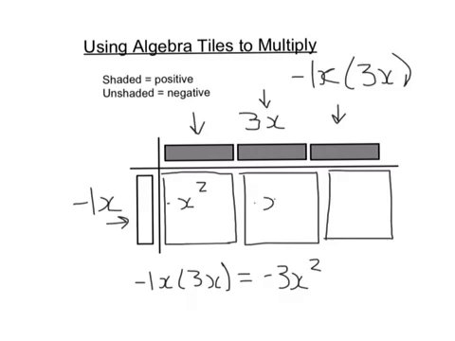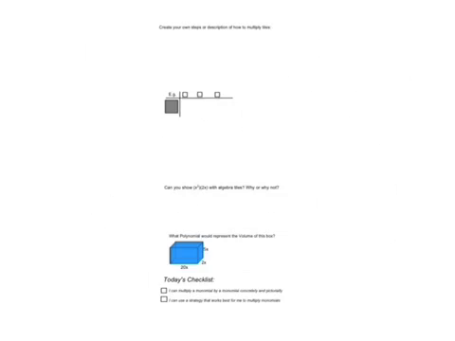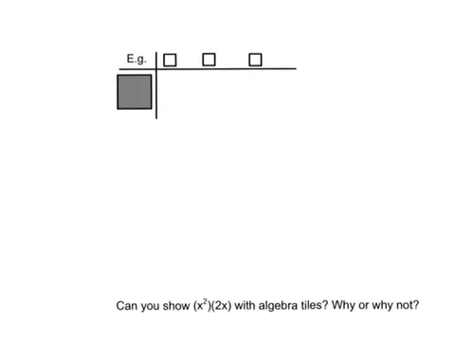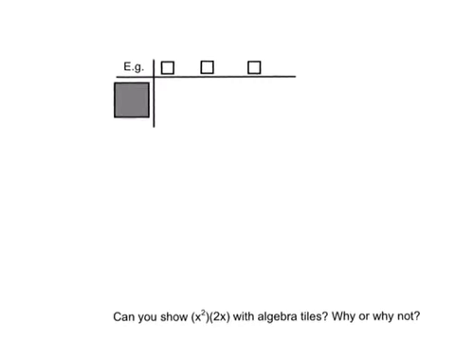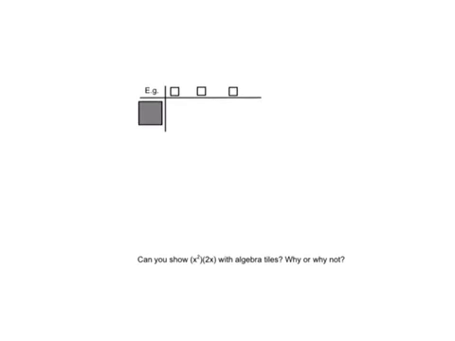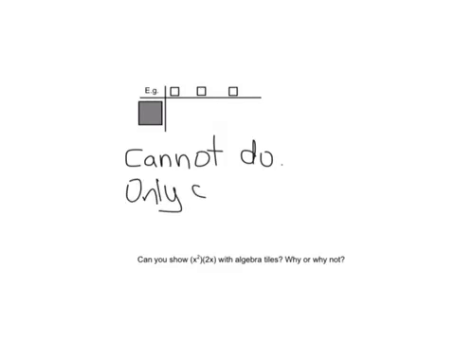All right, let's look at another example. All right, let's try this one here. Oh, wait. This is a trick question. You can't multiply anything that has x squareds with algebra tiles. So this one you cannot do. You can only do x's and 1's.